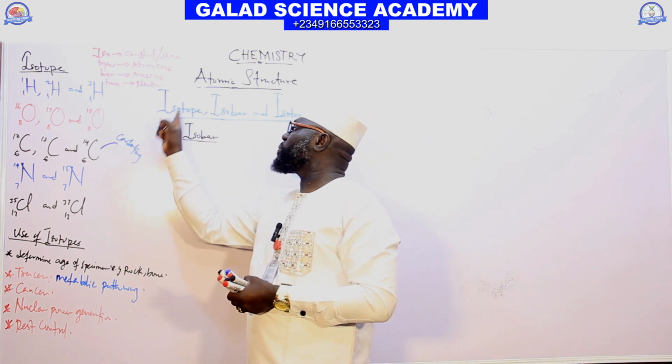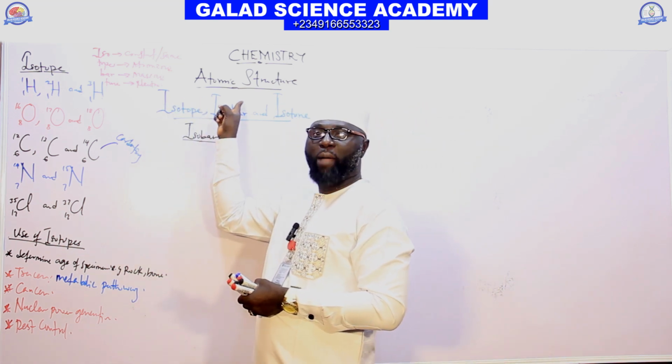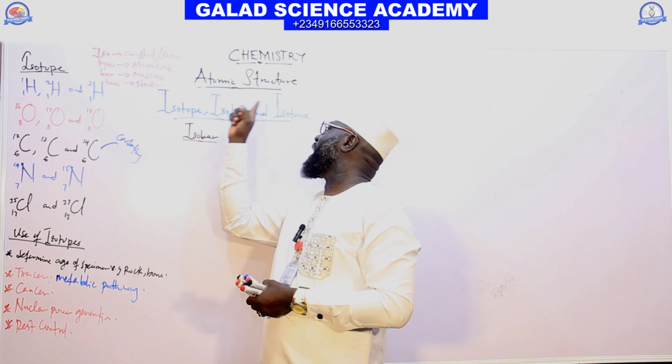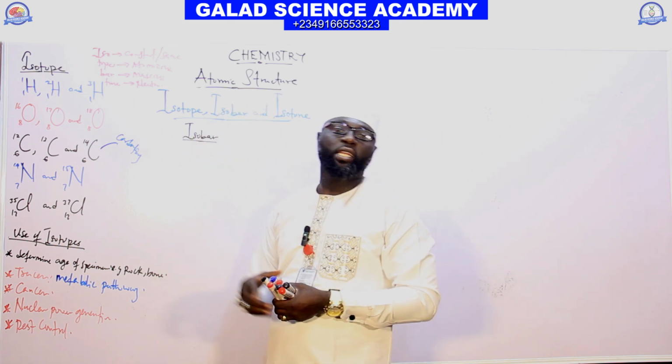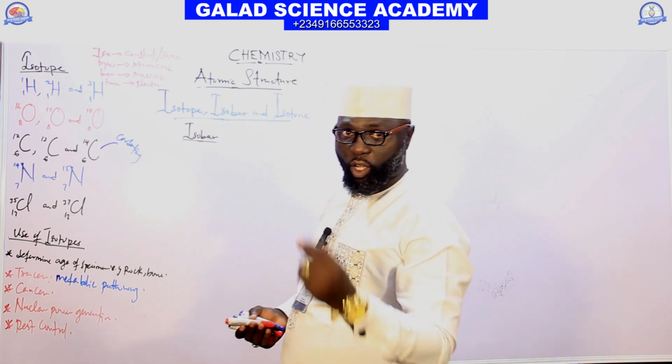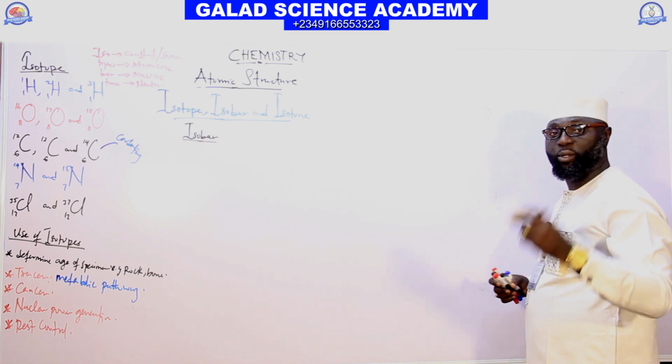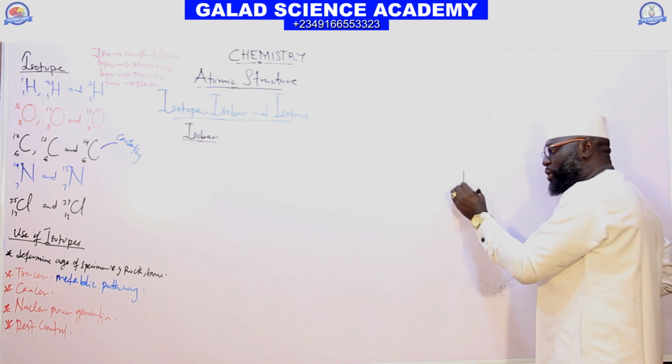So if you now combine it together, isotope means the same atomic number. Isobar means the same mass number. Isotone means the same number of neutrons.